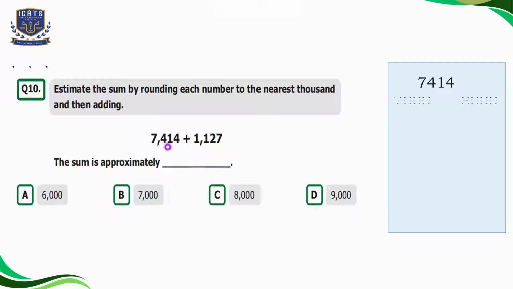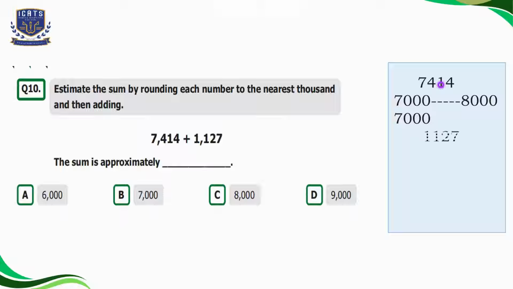This number lies between 7,000 and 8,000. And we know that if the number is greater than 7,500, it will be rounded towards 8,000. But if the number is smaller than the center value, which is 7,500 here, then we will round towards 7,000. As 7,414 is before the midpoint, that is 7,500, we will round this number to 7,000.